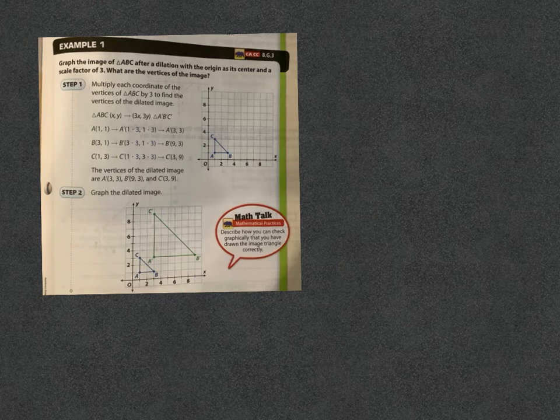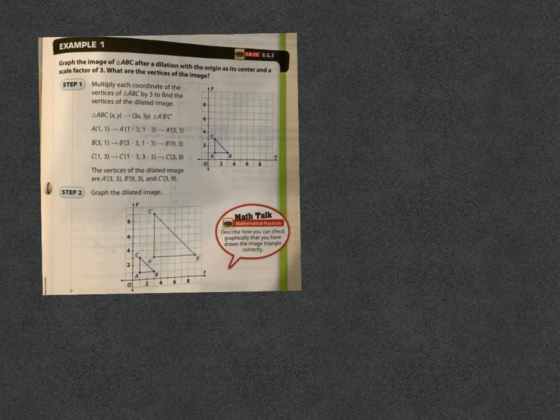Now those previous ones showed where the origin was in the middle of my image, or my pre-image I should say, and so it just enlarged or reduced around that origin. So the question might be, what if the origin isn't in the pre-image at all? What if it isn't in there? What will happen? So if I have a scale factor of 3 on this example for ABC, I want to enlarge it because I'm multiplying by a whole number.